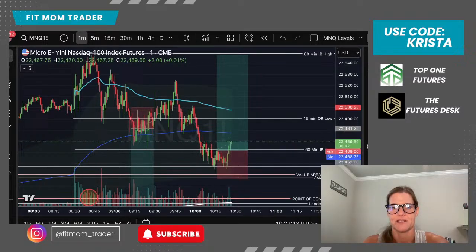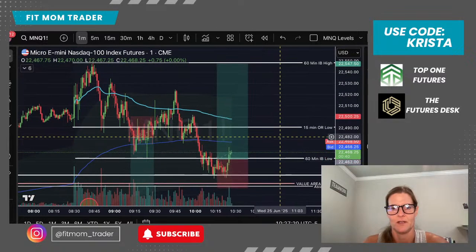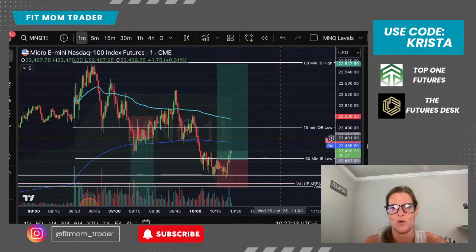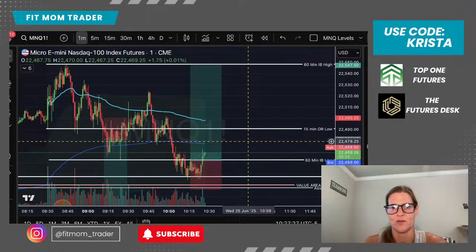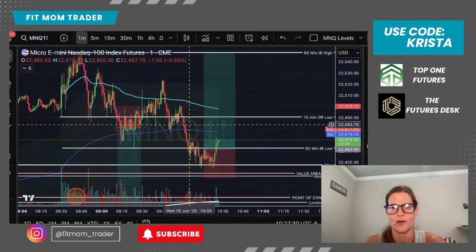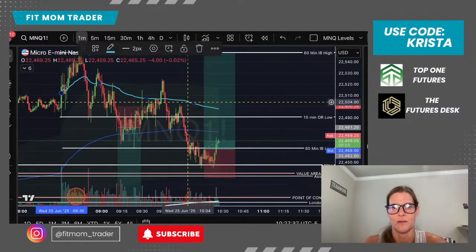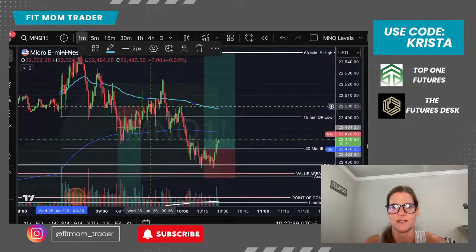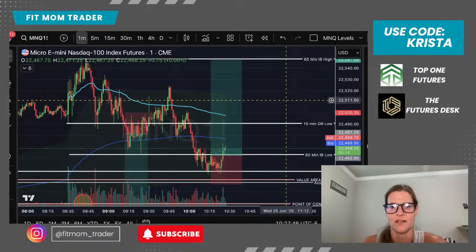All right, slow grinding on up. I'd love to find a spot to add to my position. I don't necessarily want to here though, since we do have VWAP right overhead. And then we also have New York anchored VWAP, which has definitely been resistance all day. So, I don't know. Not too sure.